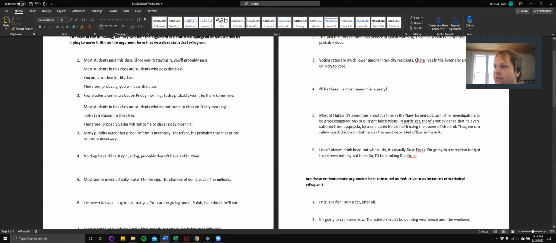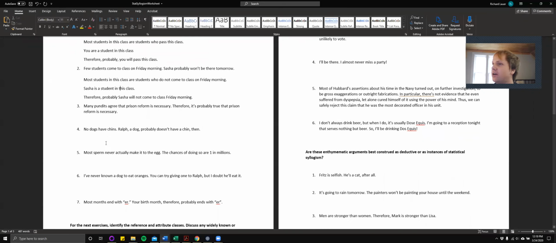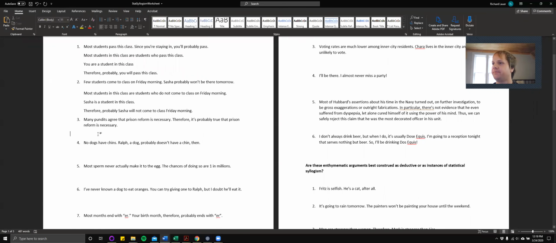There's an individual who's a part of a reference class, and then that individual is being assigned a particular attribute on the basis of their belonging to that reference class. And so we have what seem to be all the relevant elements that we need to be able to say that, in fact, this is a statistical syllogism. Let's contrast that with the next one.